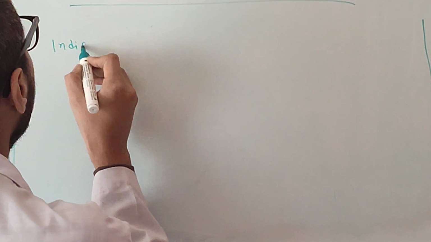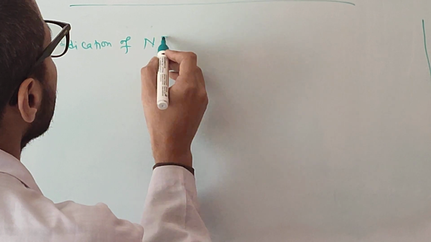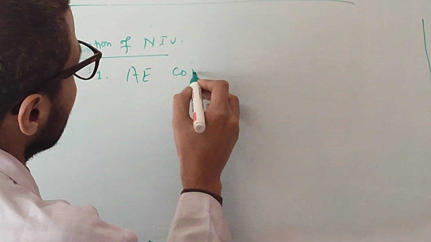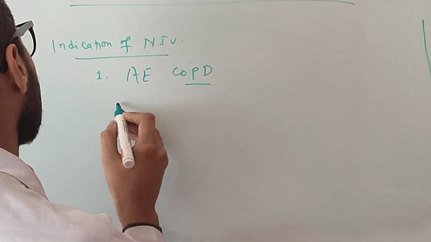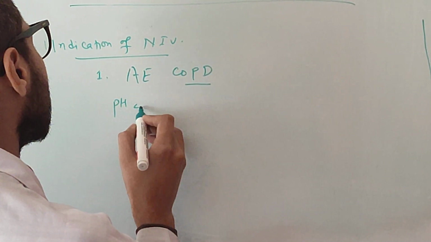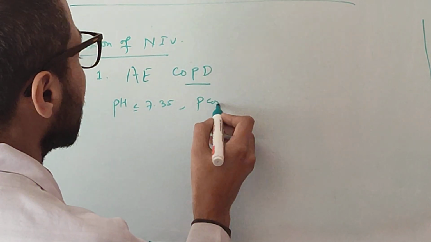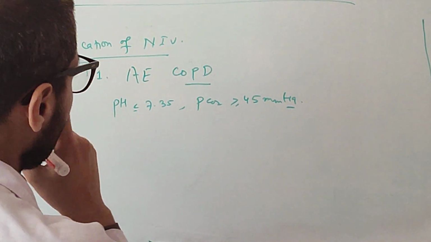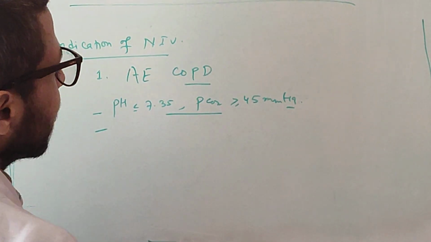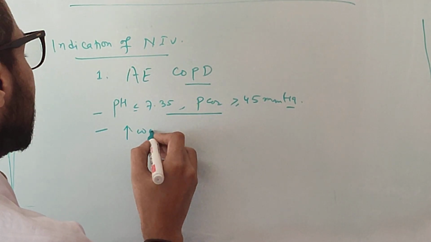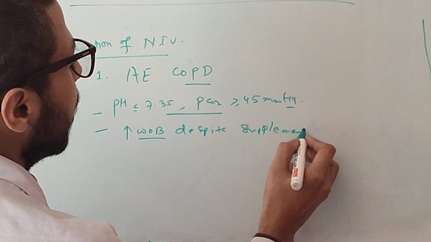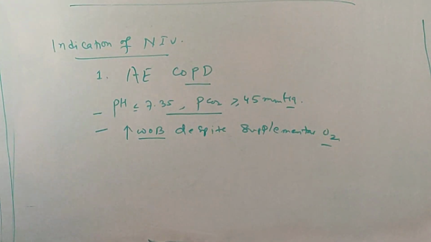So what are the indications of NIV? One is acute exacerbation of COPD. That is well known, and GOLD guidelines suggest that if arterial pH is less than 7.35 and PCO2 is greater than 45 mmHg, this is one of the indications of NIV in acute exacerbation of COPD. Or even if the patient does not meet the ABG criteria, but has increased work of breathing despite supplemental oxygen, then we can consider use of NIV.